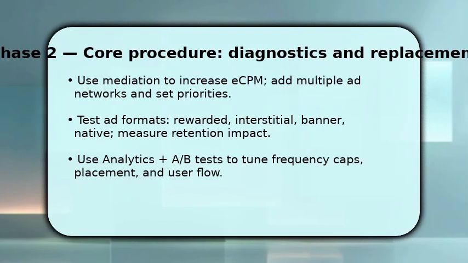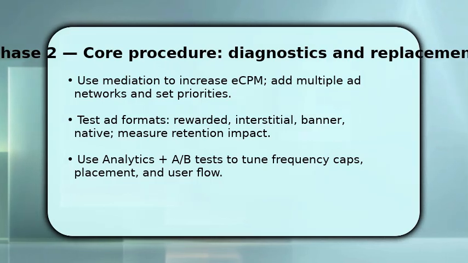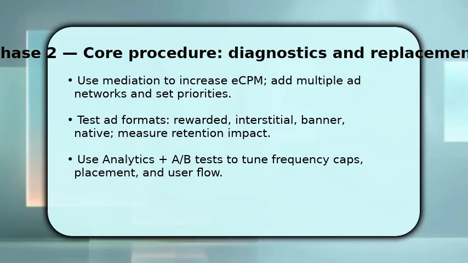Once basic ads are running, implement mediation to boost fill and eCPM by layering networks and setting price rules. Experiment with ad formats. Rewarded often converts best for engagement. Interstitials work between flows, banners for passive revenue. Measure how each format affects retention and session length.